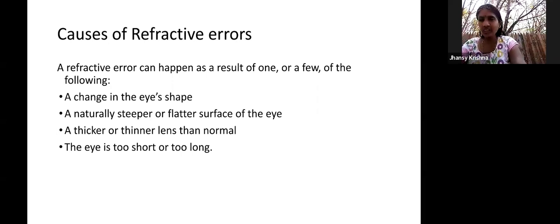Another cause of refractive error is that the cornea is either flat or steep. In addition to this, a thin or thick lens is also responsible for refractive errors. Thick lenses cause presbyopia.